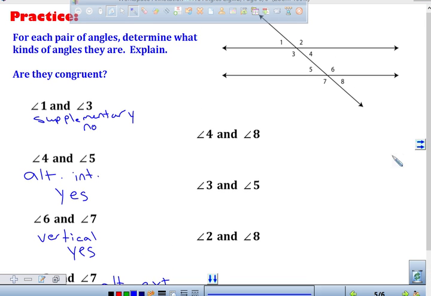4 and 8. Not complementary. Complementary are two angles that add to 90. Corresponding, yes. Corresponding because they're the same position, different intersection. So those are corresponding. Are they congruent? Yes, they are. 3 and 5? Same side. They don't alternate. They're both on the left, so it's the same side.